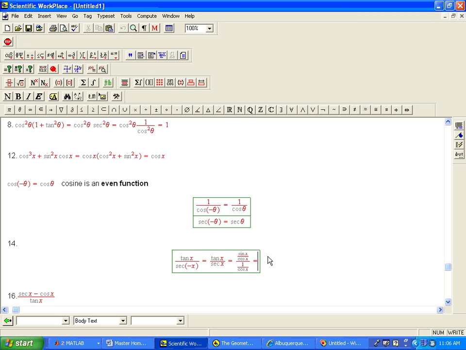Okay, so now the bottom's going to flip. I'm dividing fractions, so that's times cosine x over 1. You just want to be real careful about that. Aha! The cosines cancel, and that's sine x. And so that's actually not nearly as complicated as it seemed.